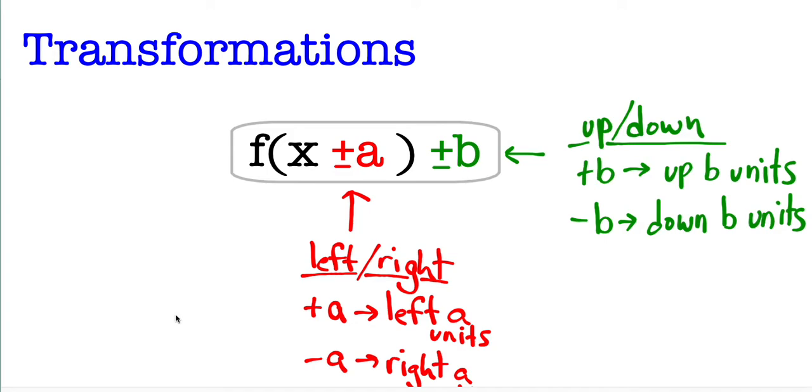Okay, so the A and the B represent numbers. Neither one of them has to be there. Both of them could be there. All you're really looking for is if there is a number inside the parentheses, that means your picture is going to move left or right. If there is a number outside of the parentheses, your picture is going to move up and down.